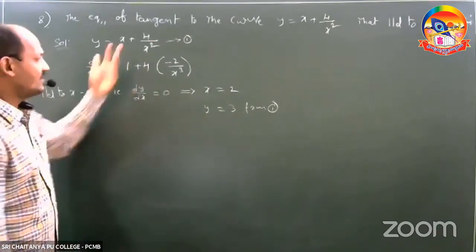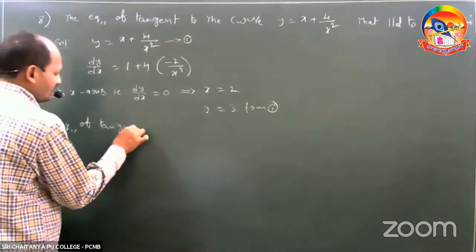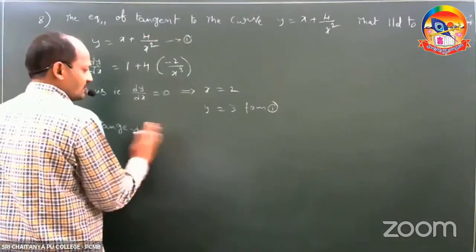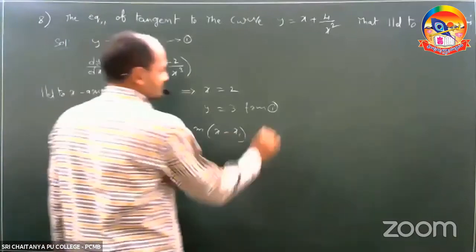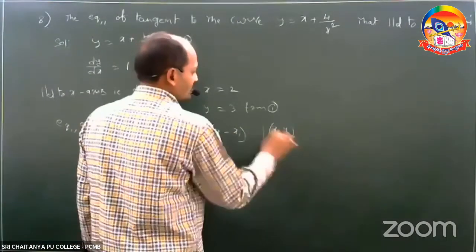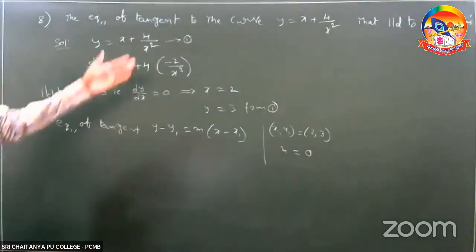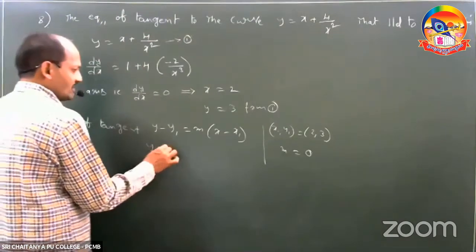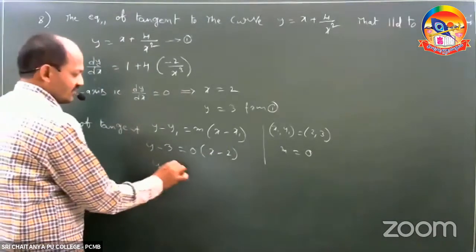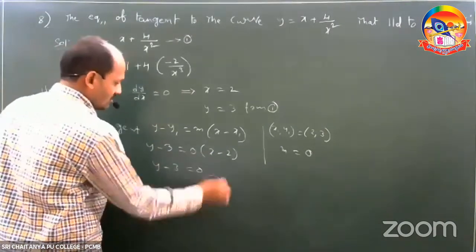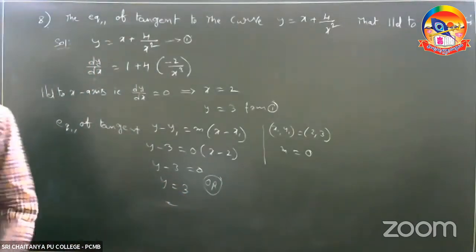Okay? Then find equation of tangent. Equation of tangent: y minus y1 is equal to m into x minus x1. What about x1, y1? Point is 2, 3 and slope 0. Why? Because here given it is parallel to x-axis. So it is y minus 3 is equal to 0 into x minus 2. So clearly y minus 3 is equal to 0, or y is equal to 3. It is equation of tangent. Okay? This one.